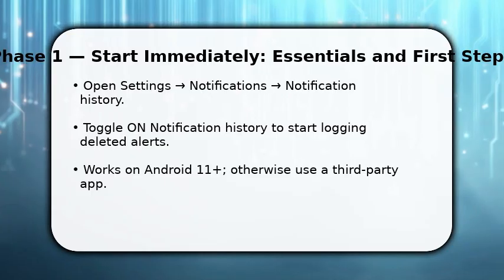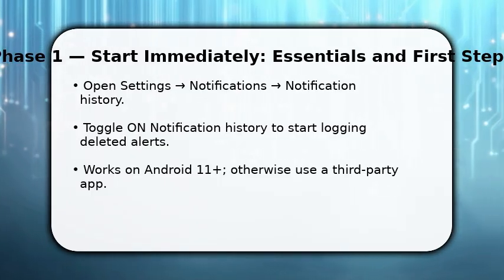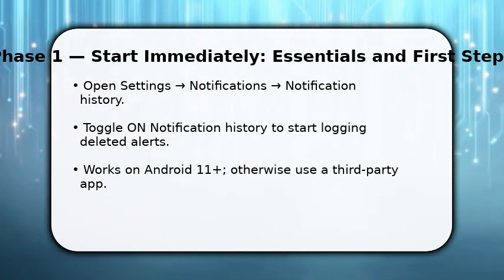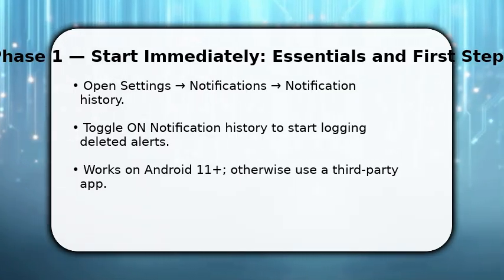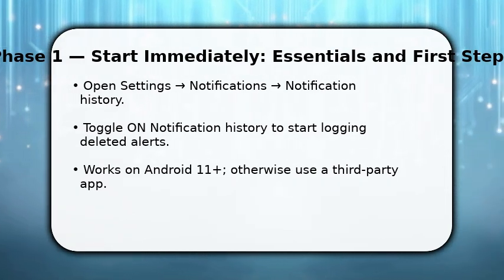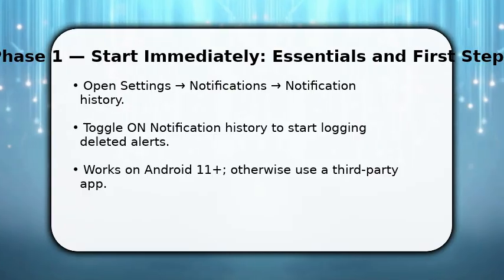Once done, make sure to trigger a new notification to test. Android 11 and newer have this built in, whereas older phones require a secure alternative app. Enabling now saves future deletions automatically, so you don't lose crucial messages or app alerts.